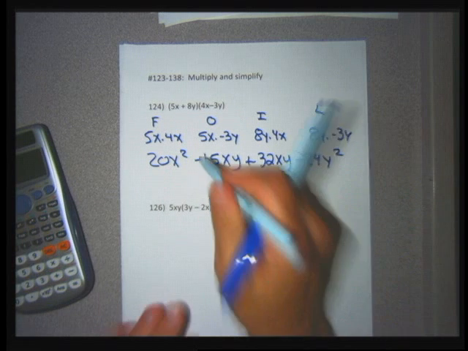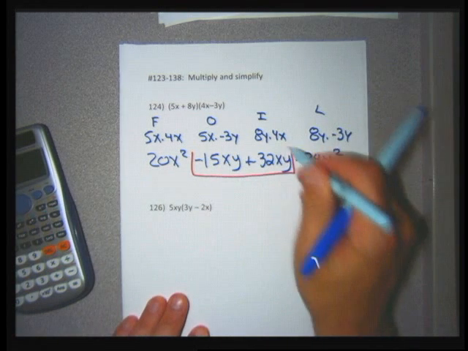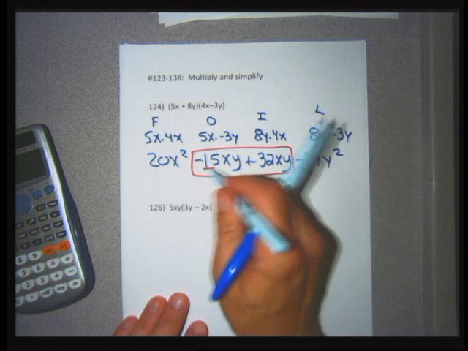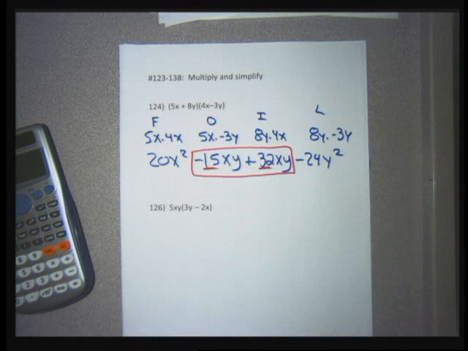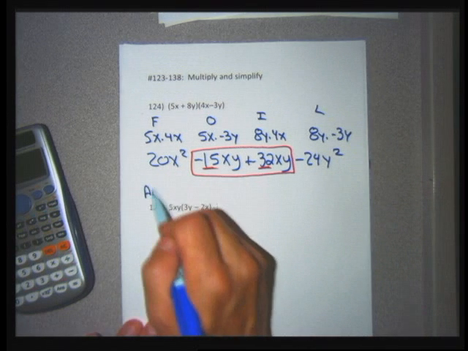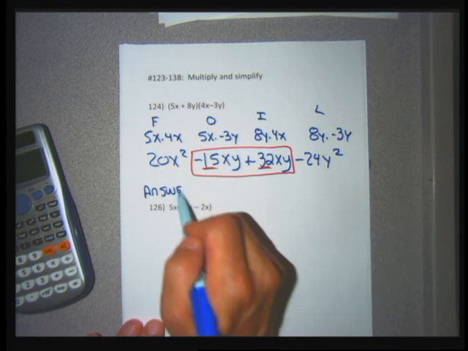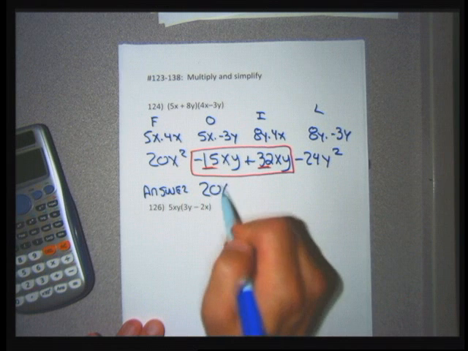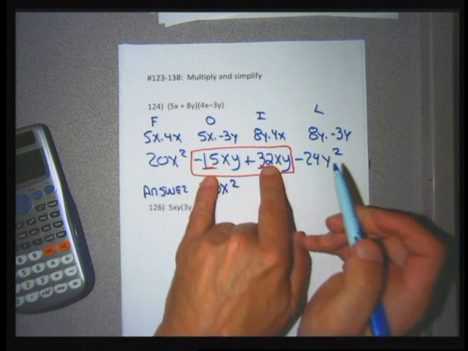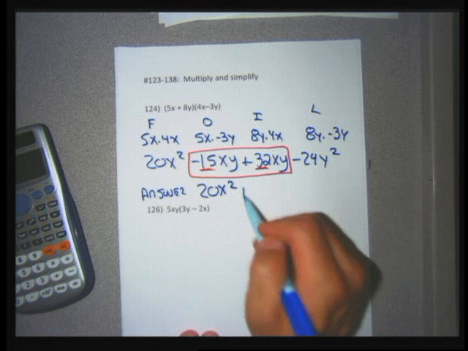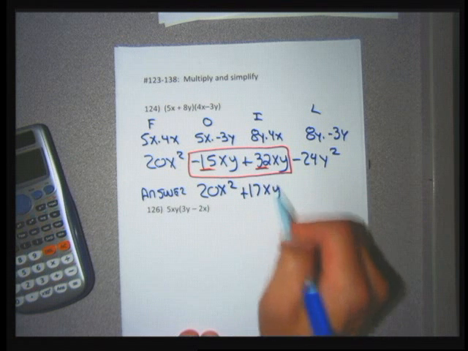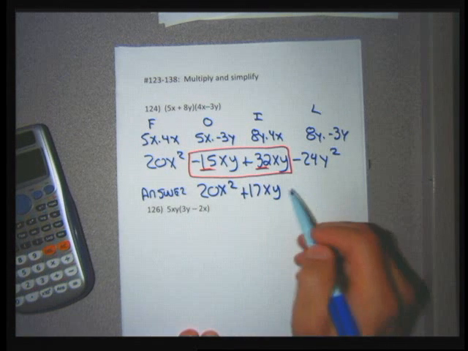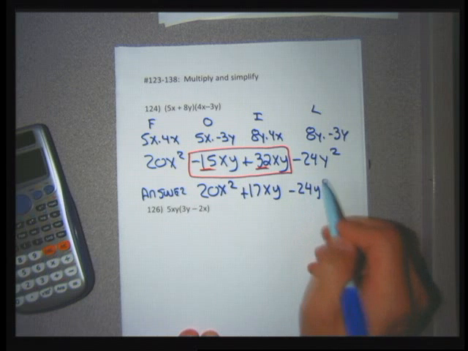The outers and the inners have the same letters with the same exponents, so those can be combined. And I'm only going to take the numbers in front of them and change. When you're adding or subtracting, the letters don't change. I'm going to bring down the 20x squared. And for here, I'm going to go 32 minus 15 and get a positive 17. The x and the y are going to stay put. And then I'm going to bring down the minus 24y squared.